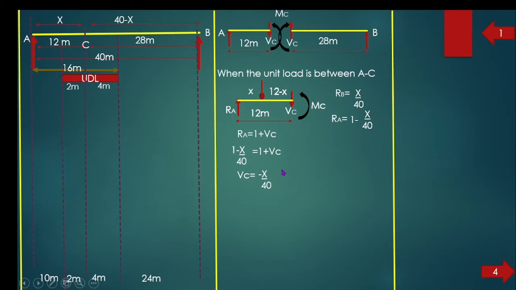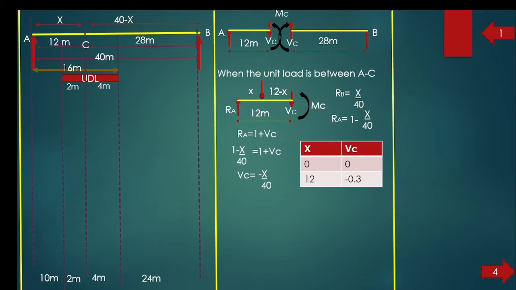For simplicity, our major point of interest is at point C, because what we want to draw here is the influence line diagram at point C. So we will take values when x is 0 and when x equals 12. When x equals 0, if we substitute the value 0 for x here, the force at that point will be 0. Then when x is 12 meters, we get the coordinate at that point as negative 0.3. We put here 12, we divide by 40, and we get negative 0.3 as our coordinate at that point.